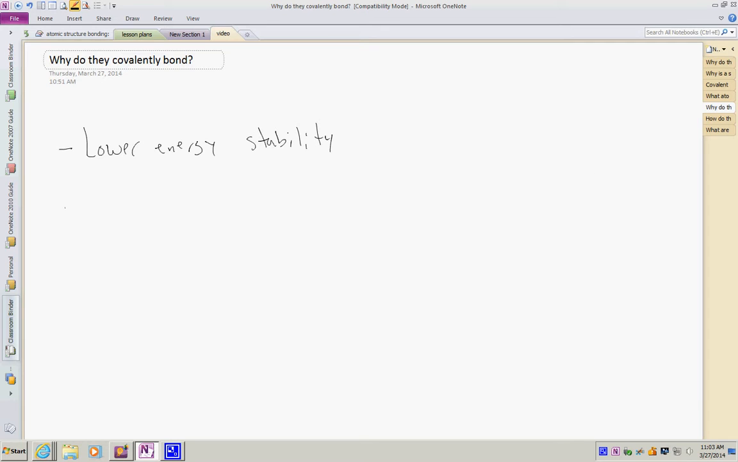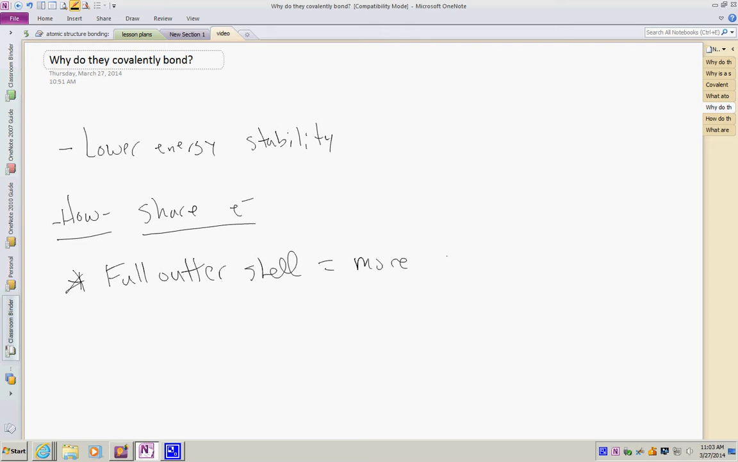Well, we've also talked about that they share electrons. Okay. Now, it is sort of in theories and hypotheses. The main premise here is that a full outer shell is more stable. Okay, a full outer shell is more stable.